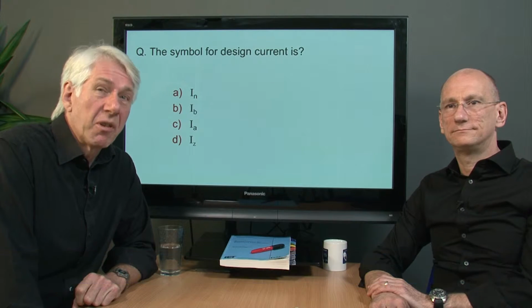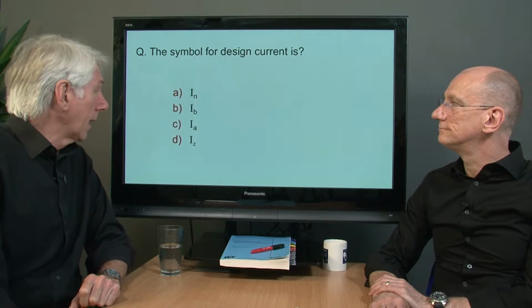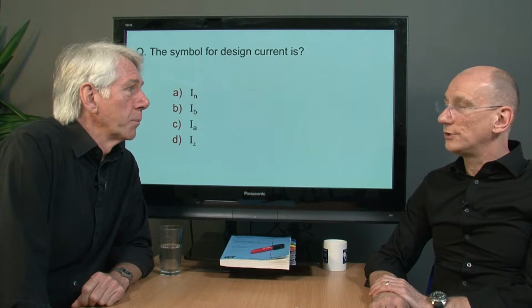Let's take a look at a pretty simple one. The symbol for design current is IN, IB, IA, IZ. We know that, don't we? We do. Most should know this, and most will probably know it straight away, and that's good. But if you don't know it, you're going to have to go and look it up.